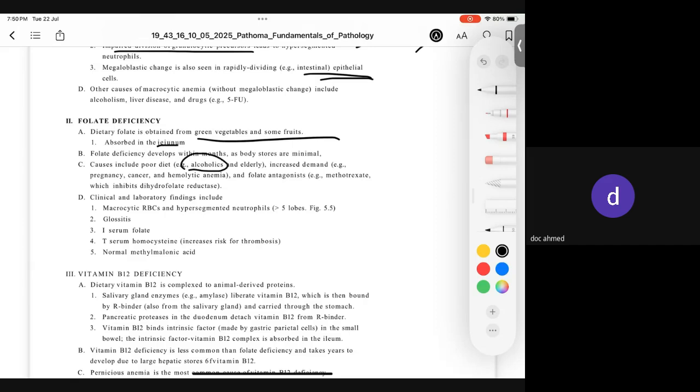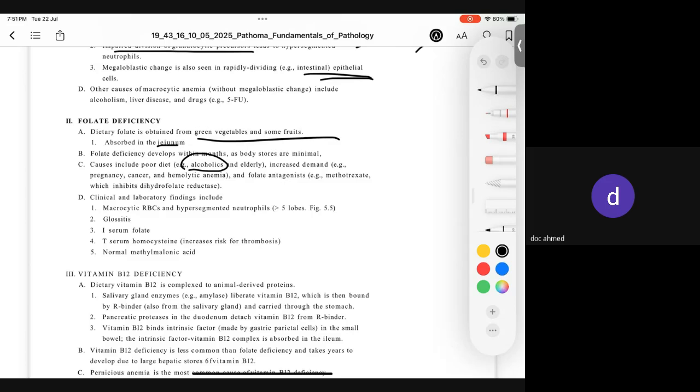Alcoholics, really important. In your MCQ, they're going to tell you about an individual who is just drinking a lot of alcohol and so on. You have some megaloblastic changes, that's going to be folate deficiency, macrocytic anemia. Elderly, right? So in alcoholics, folate deficiency, really important. Just note it down, right?